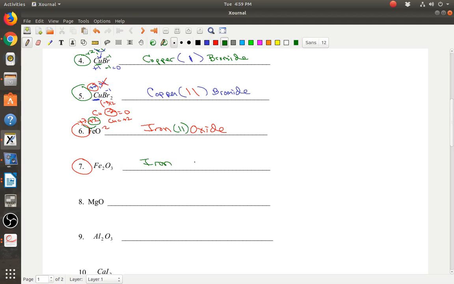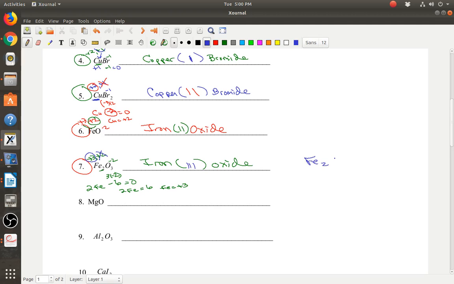This is iron again, oxide again. Iron is a +3 or a +2. Oxygen is a -2. 3 times a -2 is a -6. I'm going to add it and it's got to equal 0. There are 2 irons, so 2 Fe's minus 6 equals 0. So 2 Fe's equals 6, so Fe equals a +3. That's how I determined to use the +3 charge, not the +2. So this has to be iron 3 oxide.